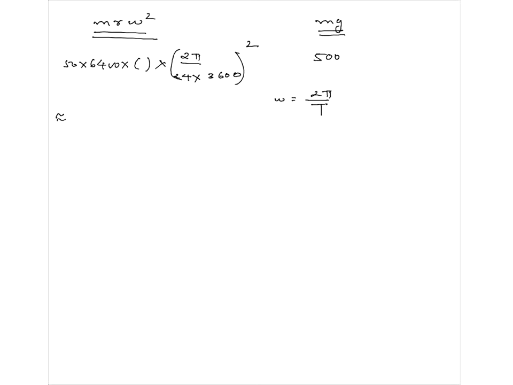So let's look at these. This is 10 to the power 3. Let's say 10 to the power 4. Pi square is around 10. 3, 4, 5, 10 to the power 5. Now 24 into 3600, and 10 to the power 5 square, right?